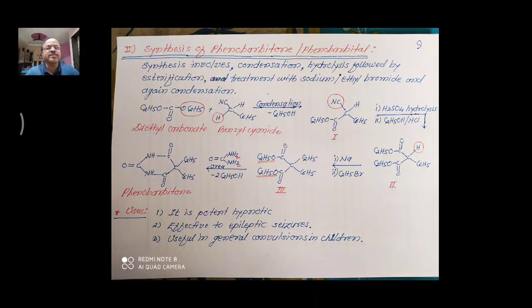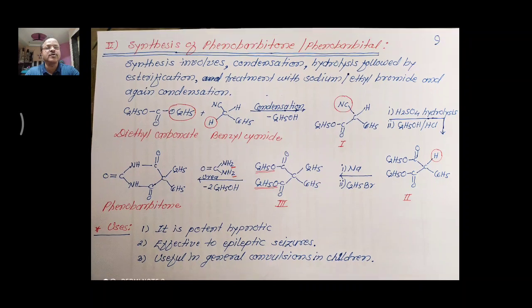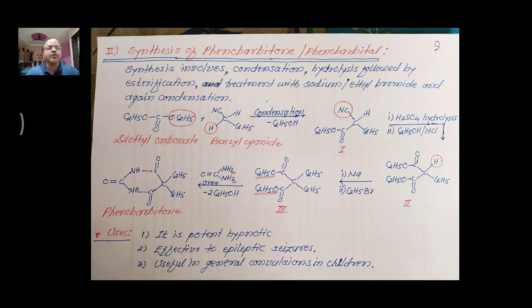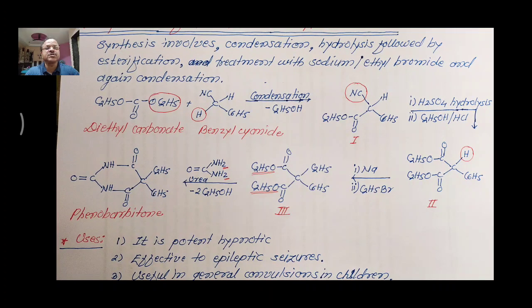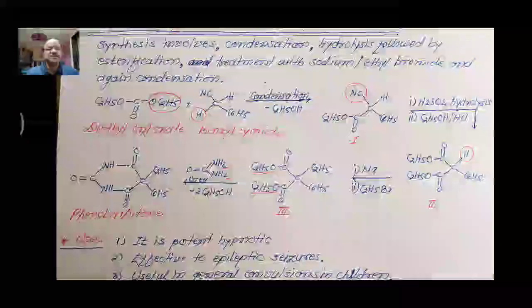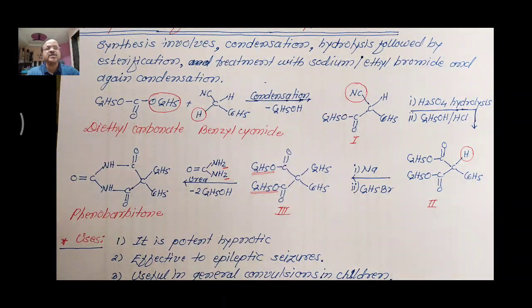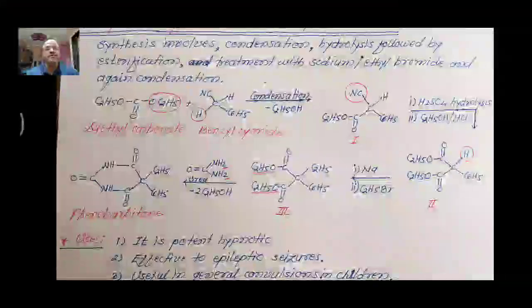So let us begin with synthesis number 5, synthesis of phenobarbital, which is also called phenobarbitone. So let me zoom this one. The synthesis of phenobarbital involves condensation, hydrolysis followed by esterification, treatment with sodium and ethyl bromide, and again condensation. These are the basic steps followed in the synthesis of phenobarbital. Now let us begin with the synthesis.